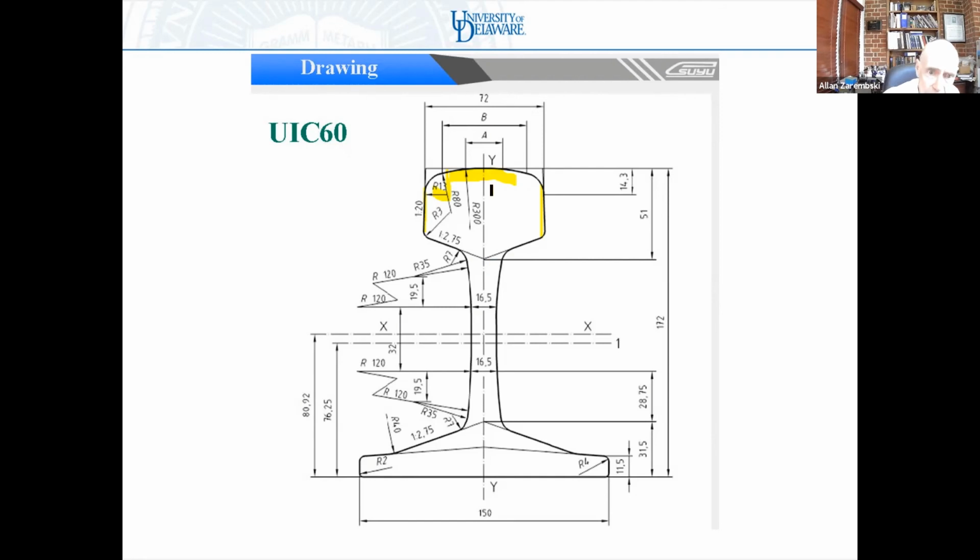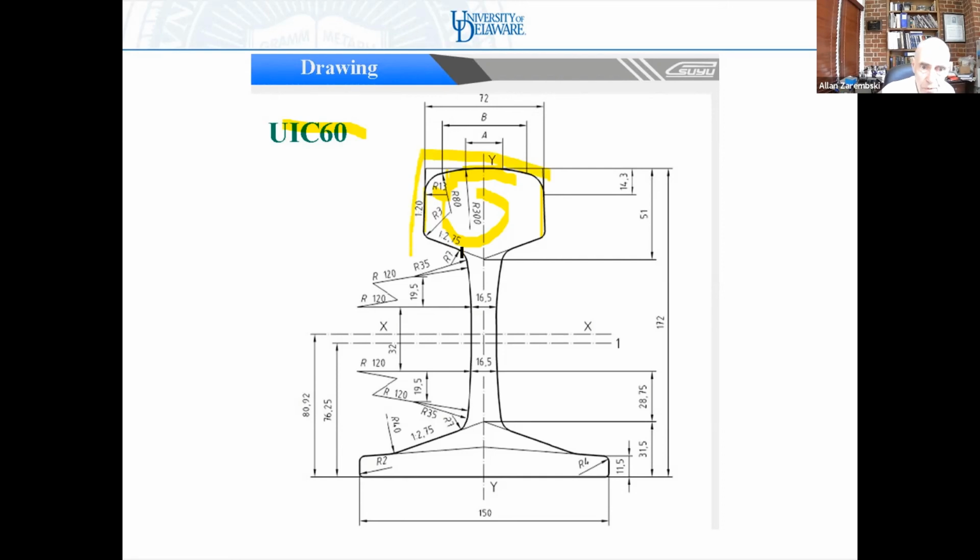So this radius, for example, you can see in this UIC 60 section, the central radius here is about 300 millimeters. That's this radius over here. Then there's a transition radius of about 80 millimeters. And then there's a corner radius of about 13 millimeters. So you can see that there are distinct radii. It's this central radius that becomes very important.